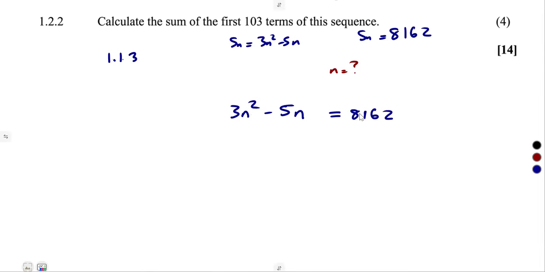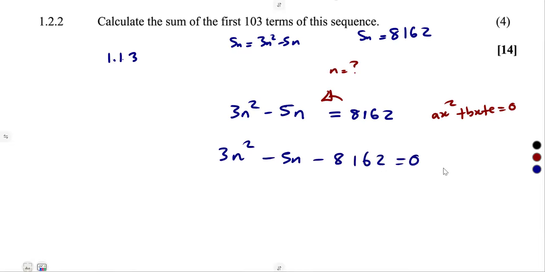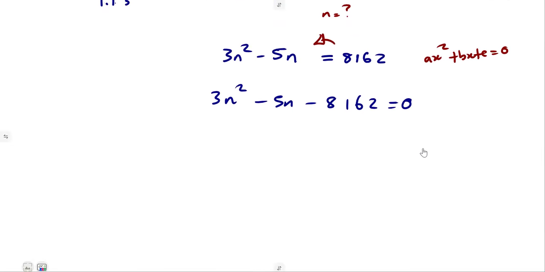Remember, one side must be equal to 0: ax squared plus bx plus c is equal to 0. So we're going to take this to the other side to obtain a 0 there. 3n squared minus 5n minus 8,162 is equal to 0. With this, we can solve our quadratic equation.